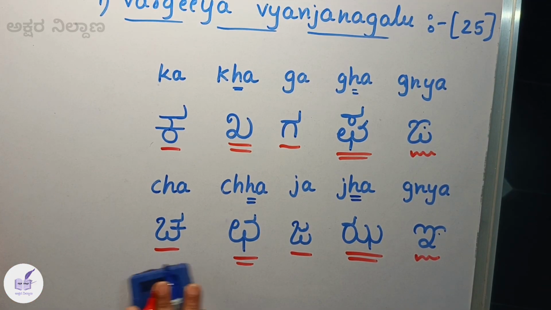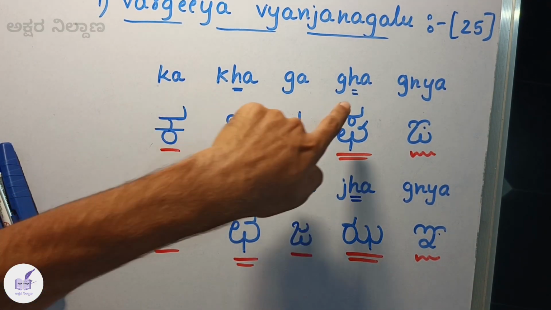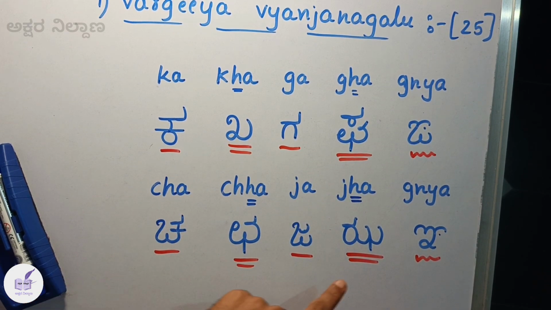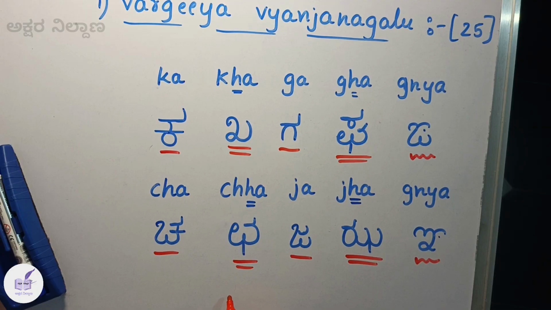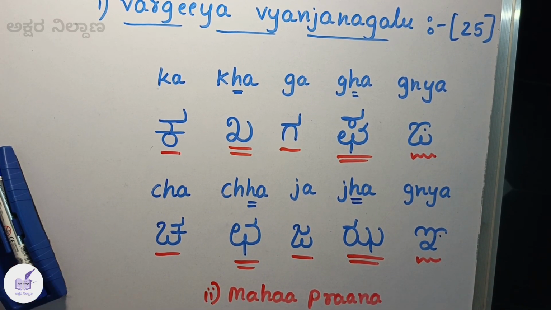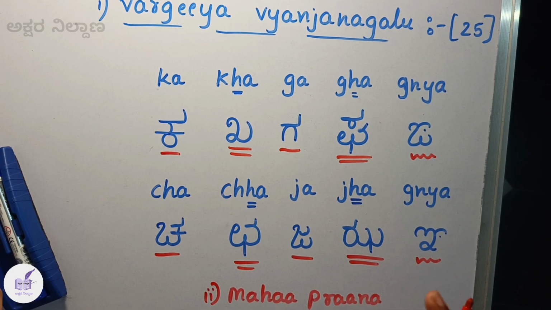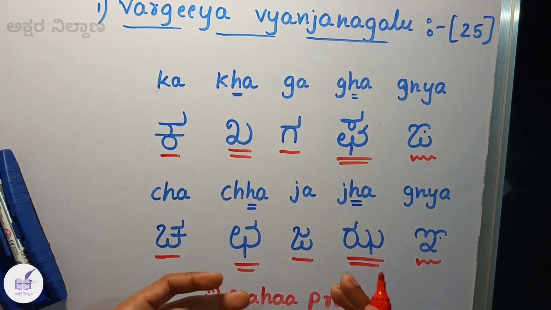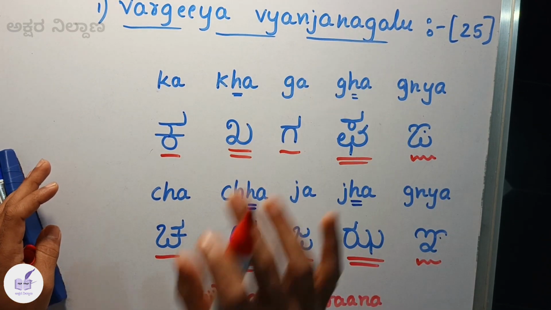So these are the letters, the second and fourth ones: kha, gha, cha, jha. These are called mahaprana. What do you mean by mahaprana? Maha means more or a huge amount. The letters which need extra energy, more breath. Prana, as I said, is the breath or air we breathe. So the letters which need more energy to pronounce are called mahaprana.